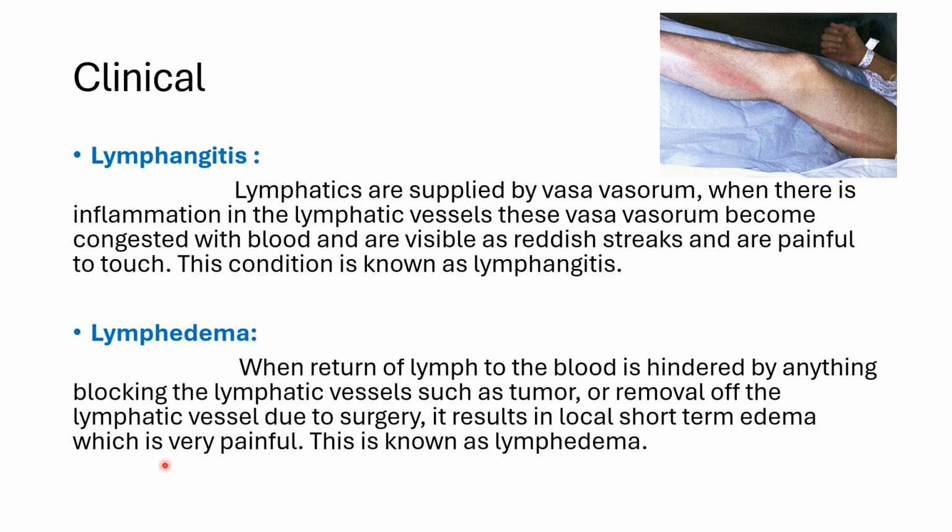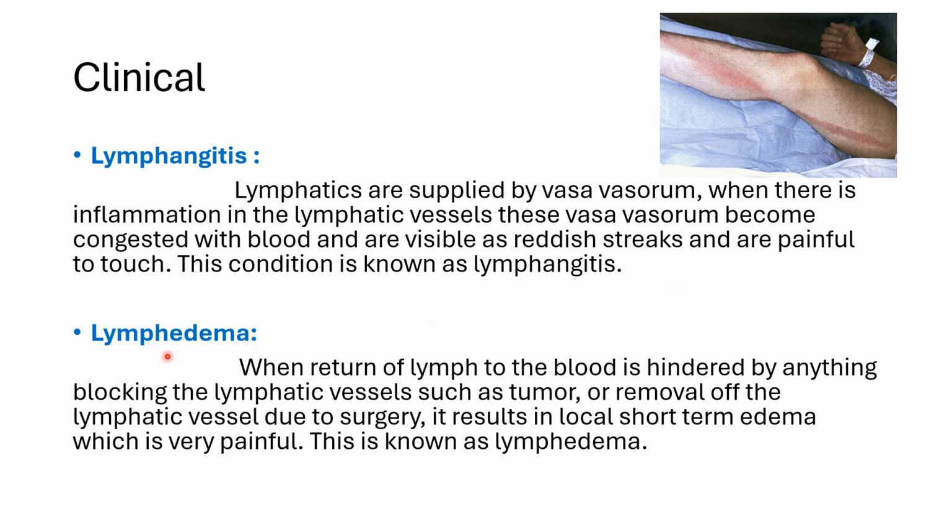Now, what can go wrong with the lymphatics? What clinical conditions can we have? There is one condition known as lymphangitis. Lymphatic vessels, for their own nutrition, are surrounded by small blood vessels known as vasa vasorum. When there is inflammation of the lymphatic vessel, these vasa vasorum become congested with blood and are visible. This reddish streak we can see is known as lymphangitis.